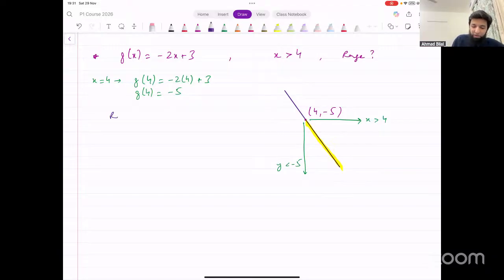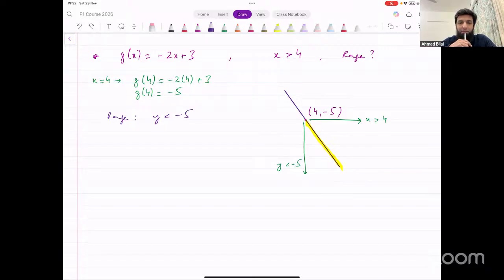So the range is going to be y less than -5 here. And that's what we will write here. The range of this function is going to be y less than -5. So the inequality sign is not necessarily going to be the same. You will have to think of the graph, think of how the graph is going to look like. If it's going downwards, as you go to the right on the x-axis, on the y-axis, you'll actually be going down. So the range will be y less than -5. Does that make sense?